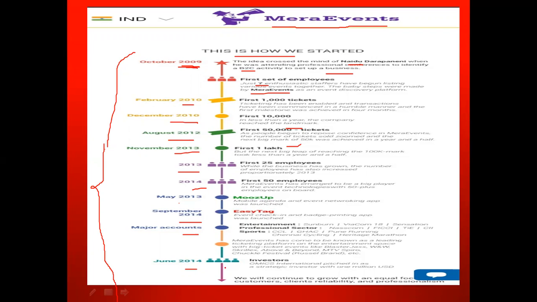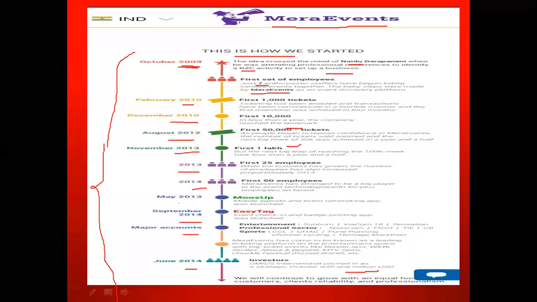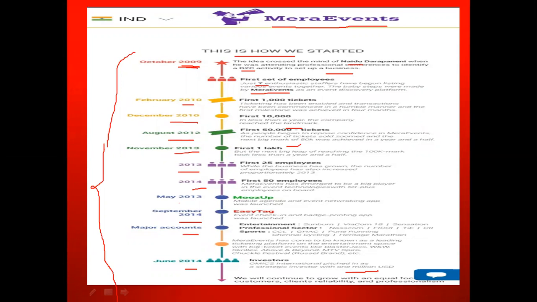So in January 2014, OMICS International pitched in as a strategic investor with $1 million. From 2009 to mid-2013-2014 they invested their own money and kept doing the business. Once the business attracted investors all over the world, all over India, we have many investors.